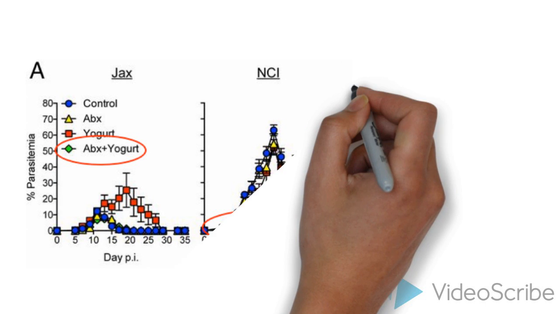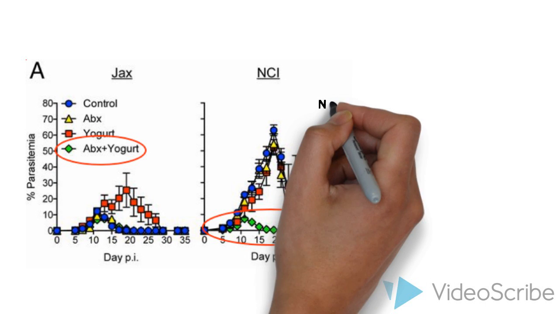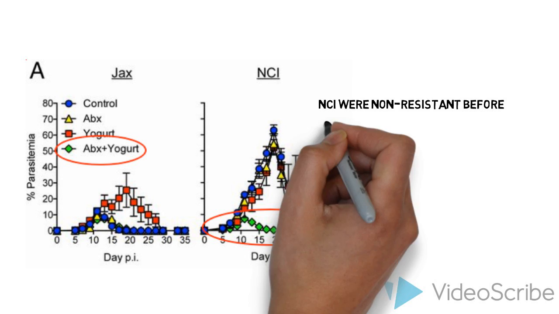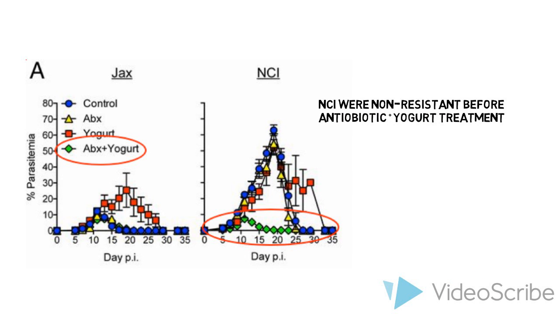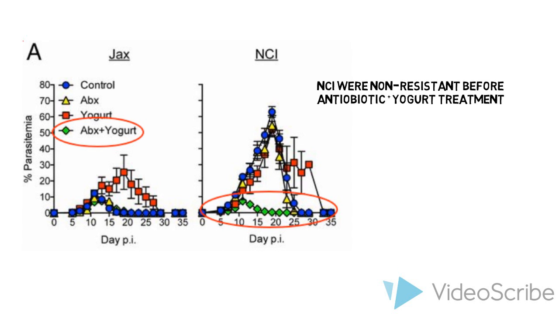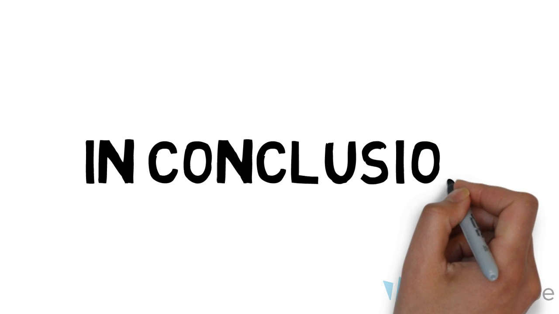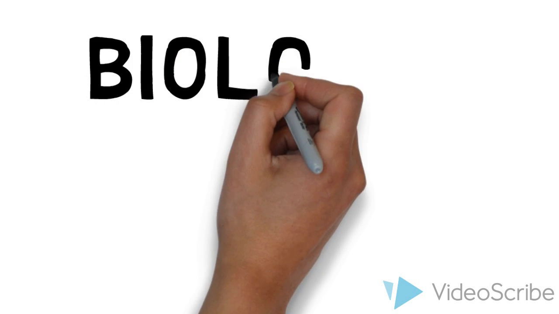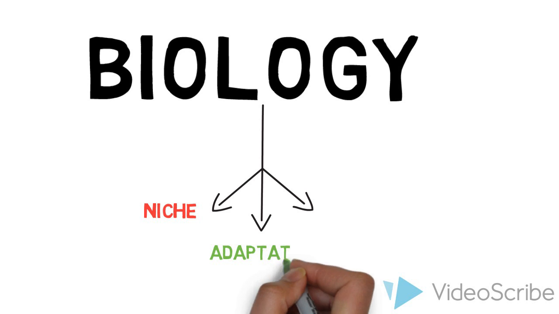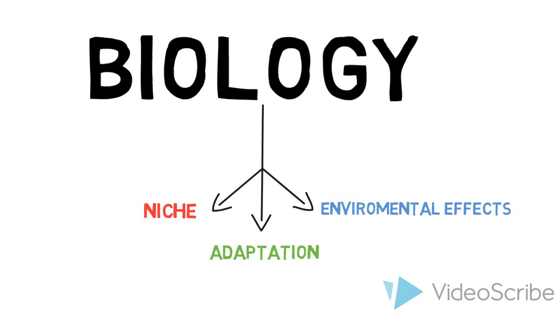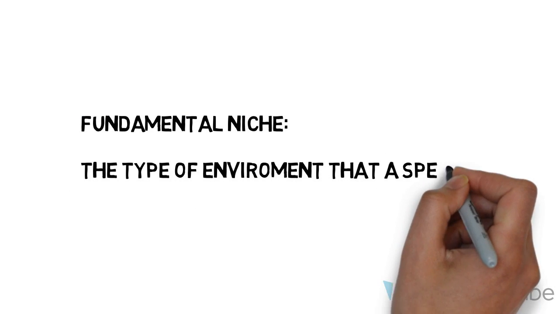Researchers saw a decrease in the effect of malaria in susceptible mice when treated with antibiotics and yogurt, supporting that Lactobacillus and Bifidobacterium could directly affect malaria severity. The results of this experiment reflect the need for further ecological studies of malaria and the associative gut microbiome. Within the large field of biology, these experiments shed light on the impact of basic concepts such as species niche, adaptation, and environmental effects. Each species of the gut bacteria had their own fundamental niche.